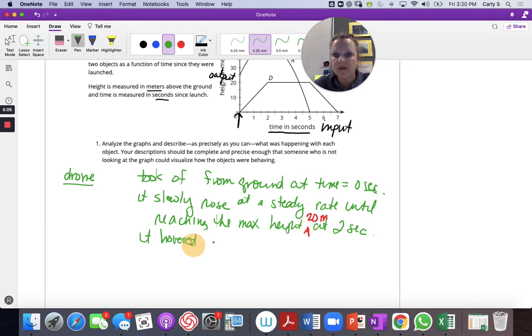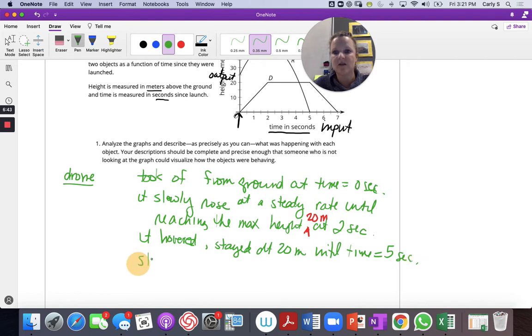It hovered or stayed at 20 meters until time equals 5 seconds? Yeah. So it stayed at 20 meters until time equals 5 seconds.